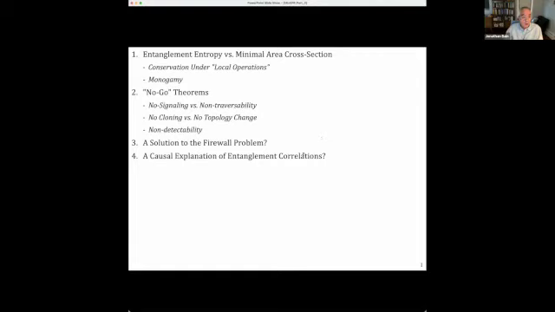And finally, in the last two parts of the lecture, I'd like to step back and consider two potential applications of ER equals EPR. In part three, I'll review Maldacena and Susskind's original proposal that ER equals EPR provides a solution to the firewall problem in the context of the black hole information loss paradox. And then in the last part, I'd like to consider the extent to which ER equals EPR might provide a causal explanation of entanglement correlations.